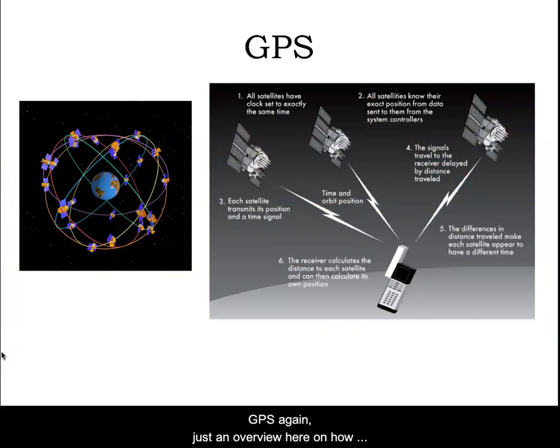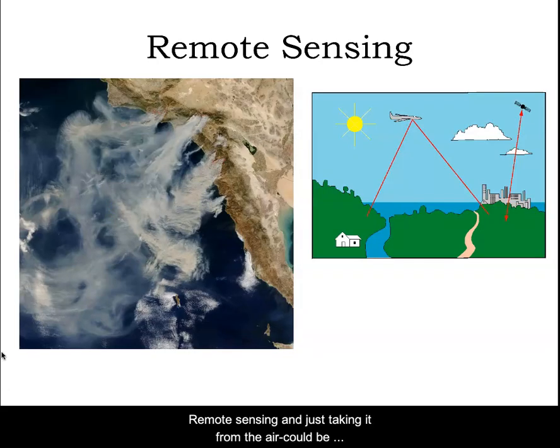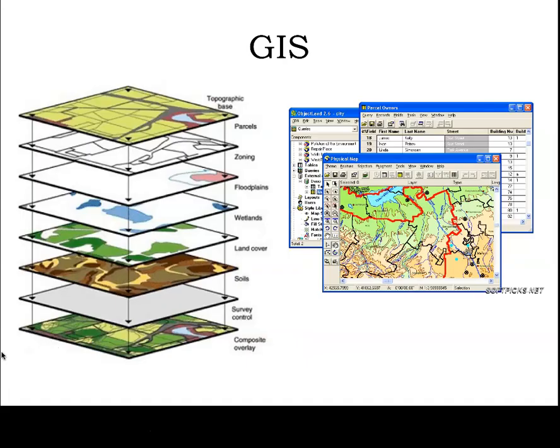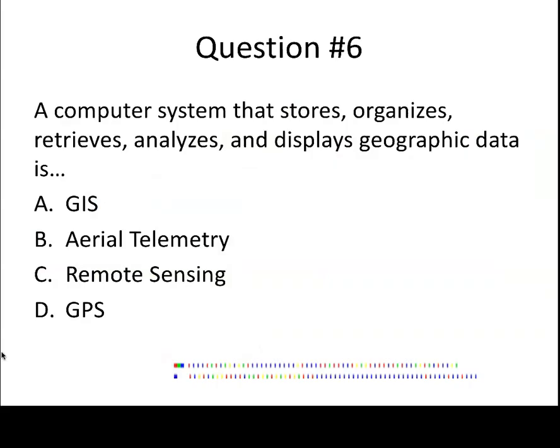GPS, again, just an overview here of how that system of satellites work. It's that military system that gives you that pinpointed location on the surface of the Earth. Remote sensing, again, just taking it from the air, could be as far away as outer space, could be as close as airplanes or drones. And then GIS, you're using the images that you have and information that you have and compiling layers upon layers to be able to create a composite map with all sorts of information on it. That's geographic information systems. So a computer system that stores, organizes, retrieves, analyzes, and displays this geographic data.